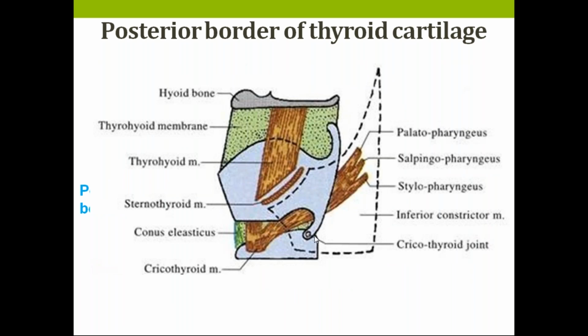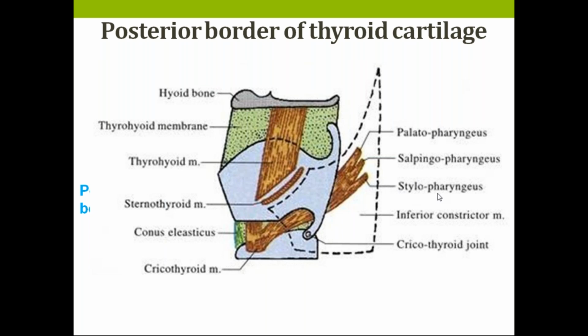This posterior border receives the insertion of three muscles. What are the three muscles attached to the posterior border of the thyroid lamina? Starting from above, the first muscle is the palatopharyngeus, next is salpingopharyngeus, and third is the stylopharyngeus. Palatopharyngeus is from the palate, salpingopharyngeus from the auditory tube, and stylopharyngeus from the styloid process.